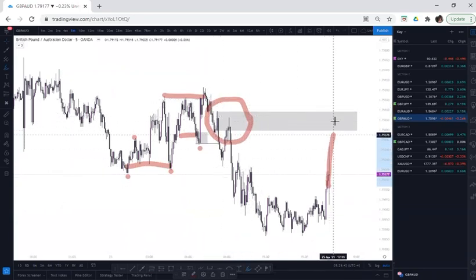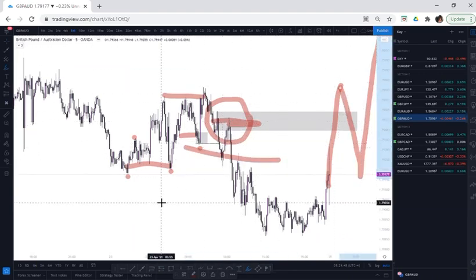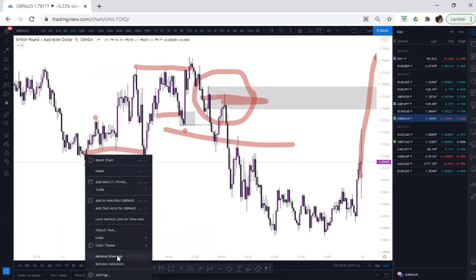If price comes up and breaks this level, then I'll be looking for buys at any retracement to buy. So just following price action, even a range structure. Yes, exactly. So following, let me remove all the drawings.